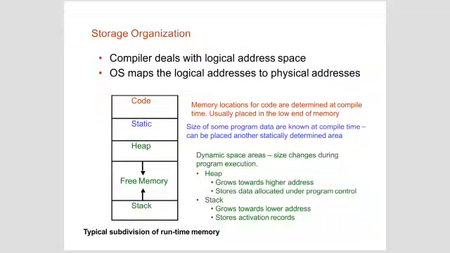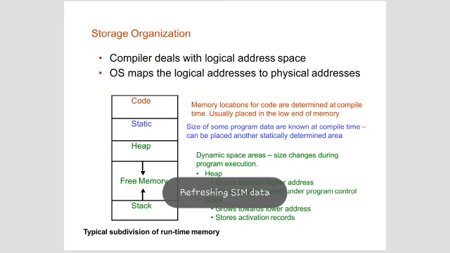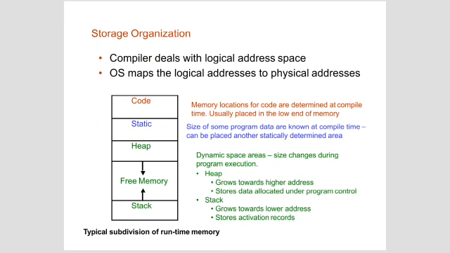Now the stack. It holds the activation records. The best example is the activation record, which is allocated at runtime. The stack is also another kind of dynamic memory allocation. Now next, free memory is also called padding.